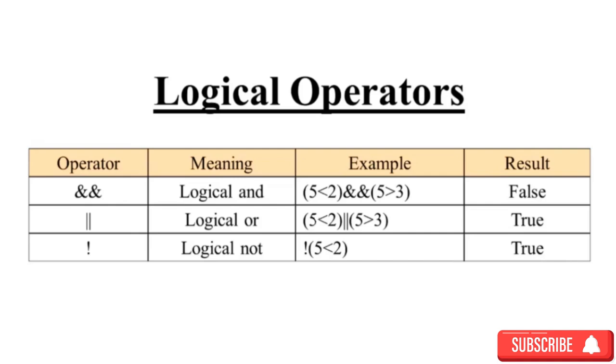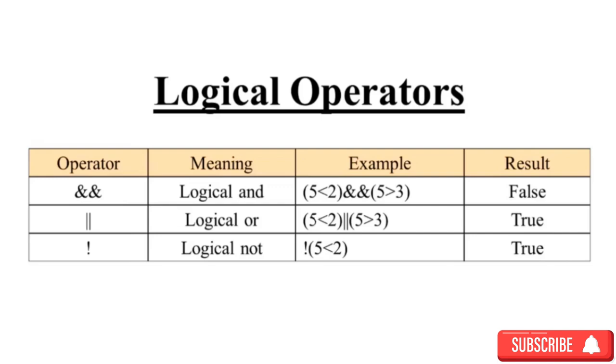But if you are okay with any one of the conditions being satisfied, then you can go for the OR operator. But if you want to just reverse the condition, that is, if you want to make true to false and false to true, we can go for the logical NOT operator, which is a unary logical operator.